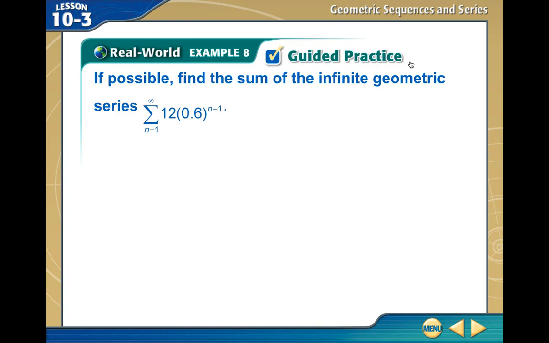All right, this is the one that you have to do. So again, you know that this is going to infinity. You need to determine if the r value is less than 1. If it is, you're going to be able to find the sum. If the r value is not less than 1, then the sum is not going to exist.